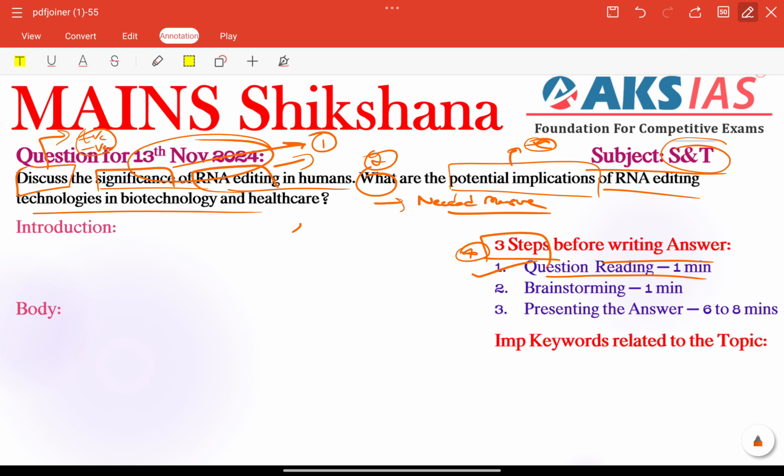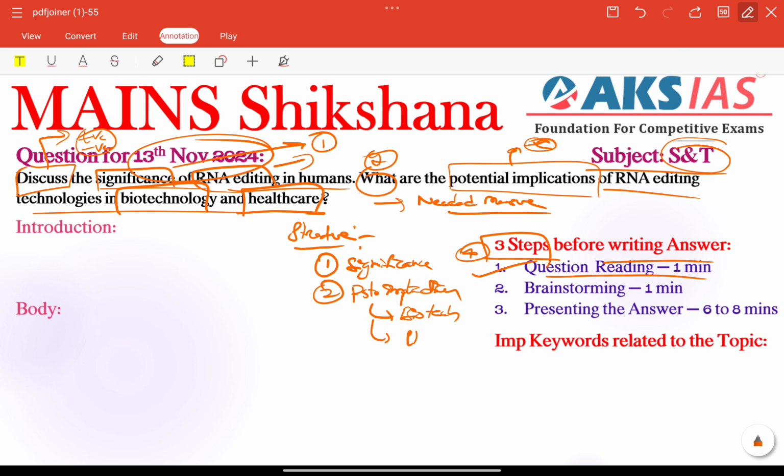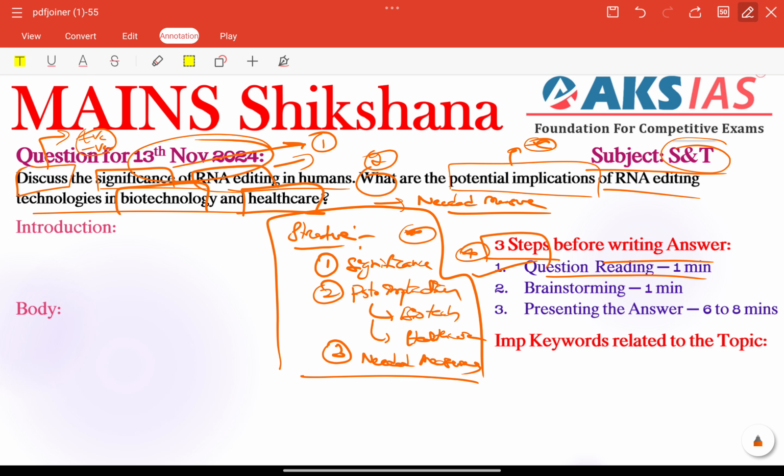That's it, right? So for creating structure here, first of all, we need to focus on providing some significance part. Next, potential implications. Here we need to focus on 2 important keywords, biotechnology and healthcare, so separately we need to write these 2 parts. Finally, in the third part, before conclusion, we need to mention some needed measures. That is the simple structure according to the demand of the question.